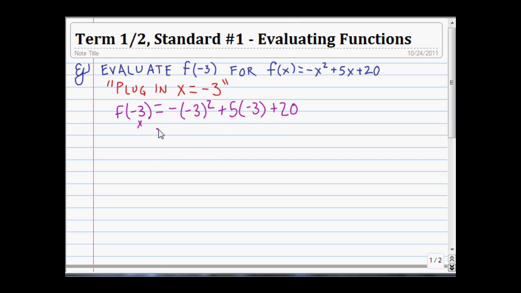Well, from here it just becomes an exercise in order of operations, knowing what you're supposed to do. In this case, we'll deal with the exponent first, so negative 3 squared is 9, so we'll have negative 9 minus 15 plus 20 as our final expression. Now we just need to simplify it a little more. Negative 9 minus 15 is going to be negative 24, plus 20 is going to equal negative 4. And so in fact, this is our answer, negative 4.